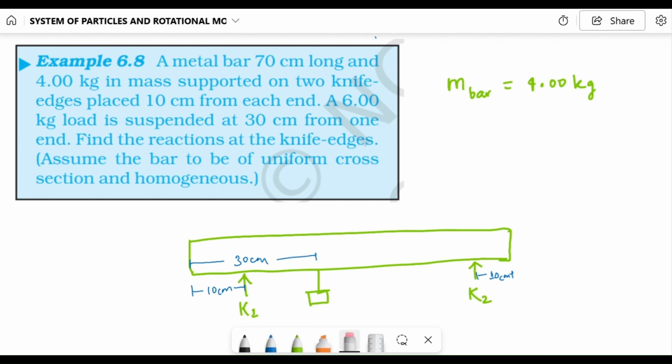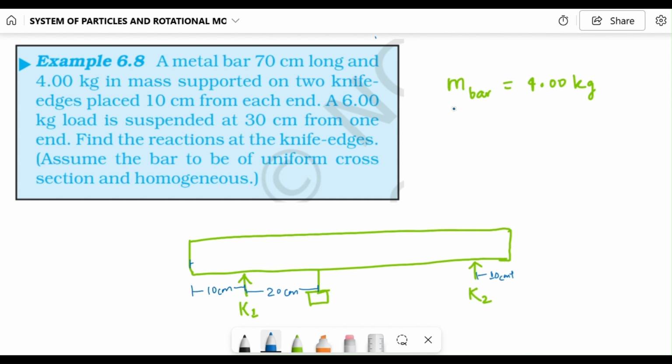So let me write it here so that we will have ample space. So this is a further 20 centimeter. Now find the reactions at the knife edges. Okay. So what is happening here?